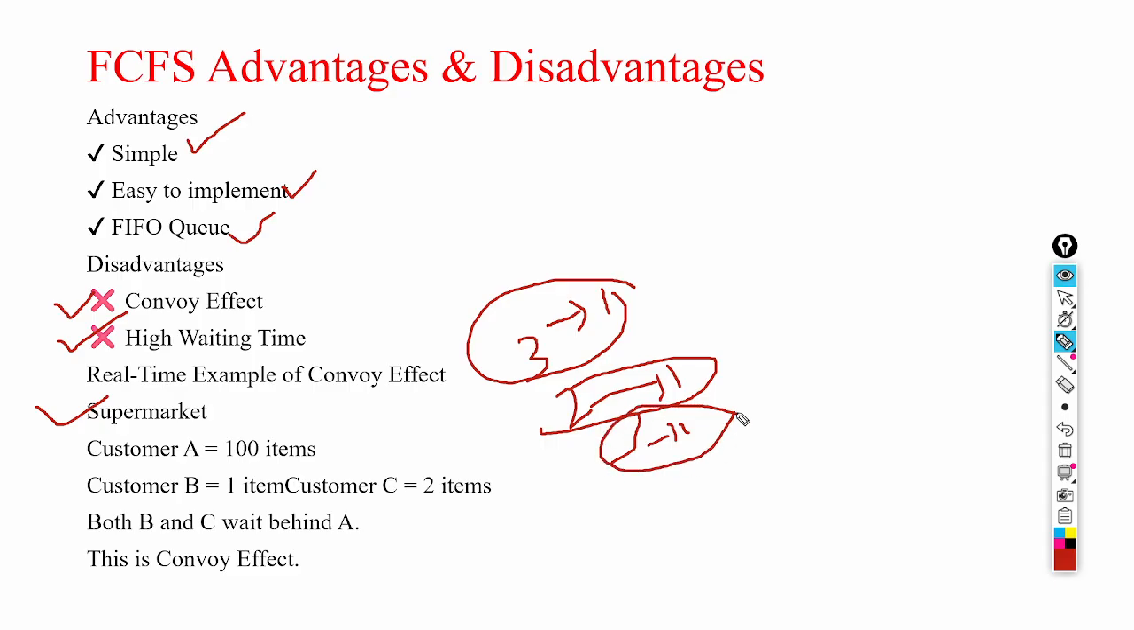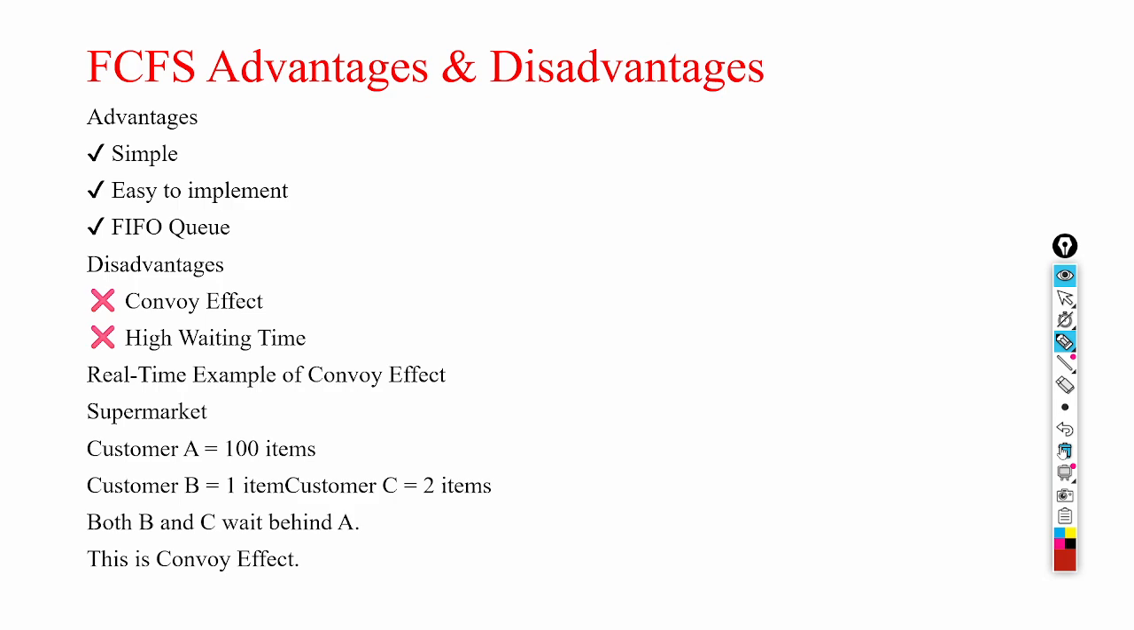Even though their items are small, they must wait until the customer who buys 100 items finishes. Even though their work is very small, they must wait. This situation is called the convoy effect. Again, a customer A buying 100 items stands at the counter. Customer B buys one item, customer C buys only two items. Both B and C wait behind A until A is finished, even though their items are small. This we call the convoy effect.